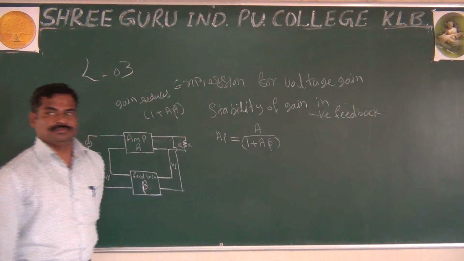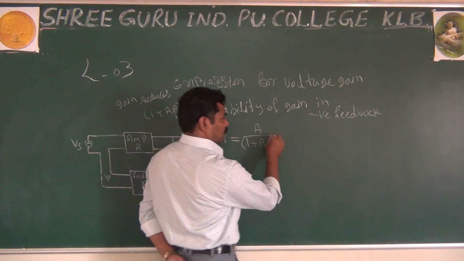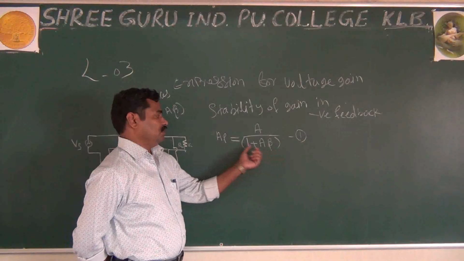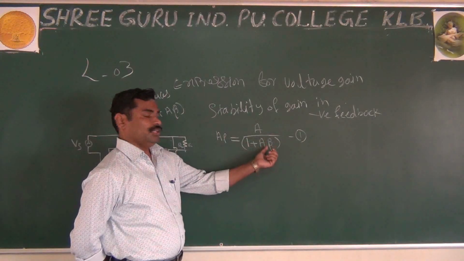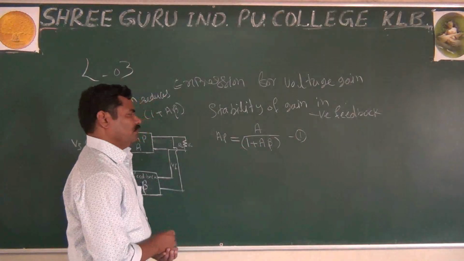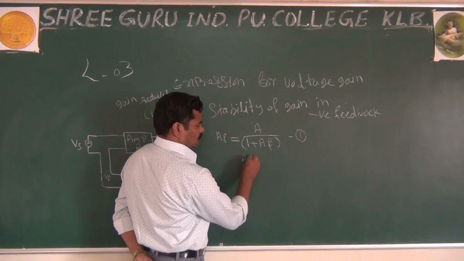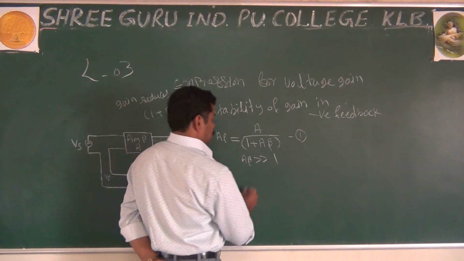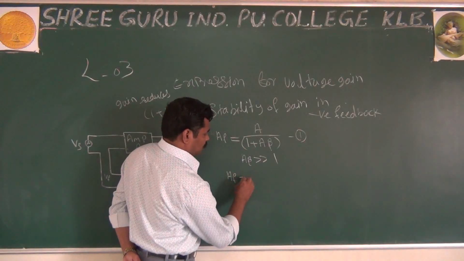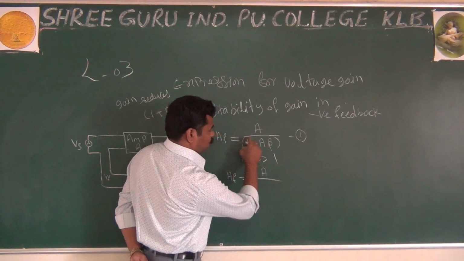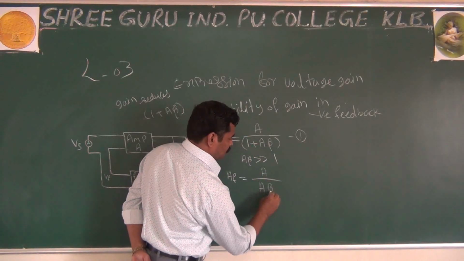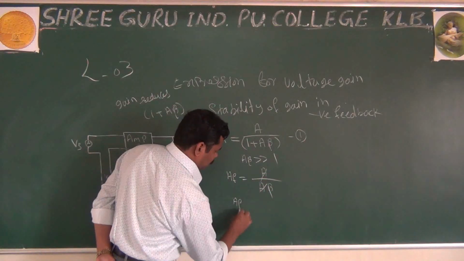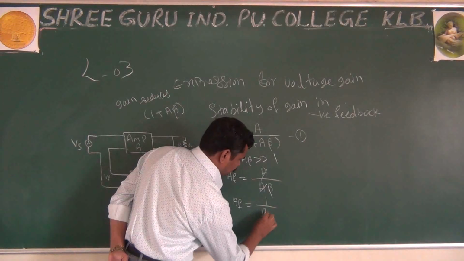Right, now the derivation. This is equation number 1. In this equation, as compared to A beta, the 1 is very small. I can write A beta is greater than 1. Then we can write AF equal to A divided by, removing 1, A into A beta. This A will cancel, and it becomes AF equal to 1 divided by beta.